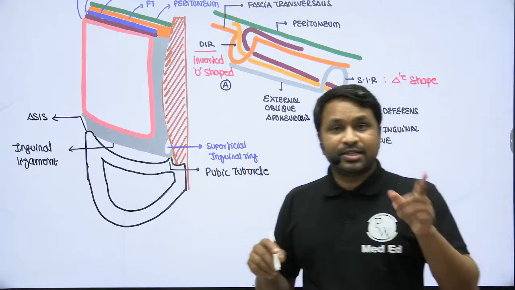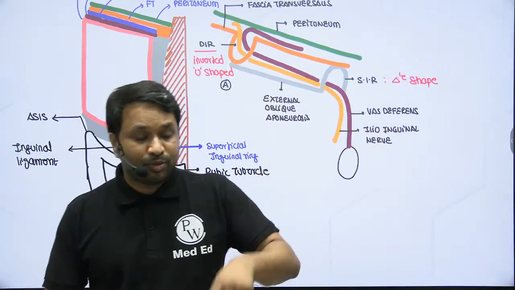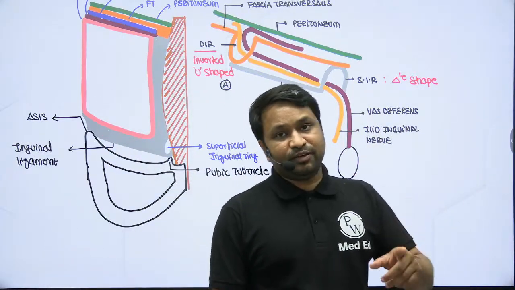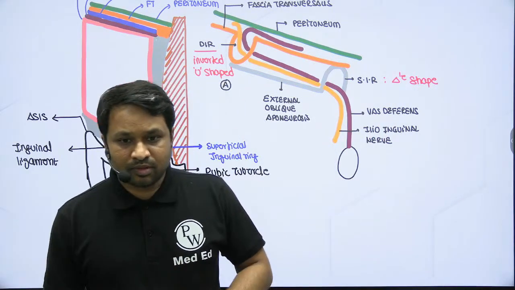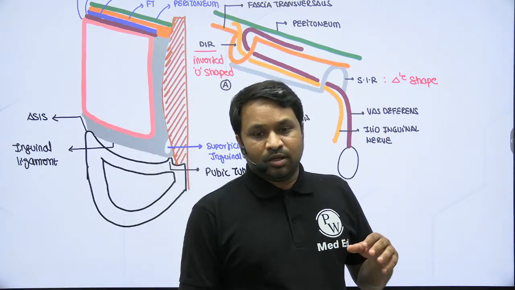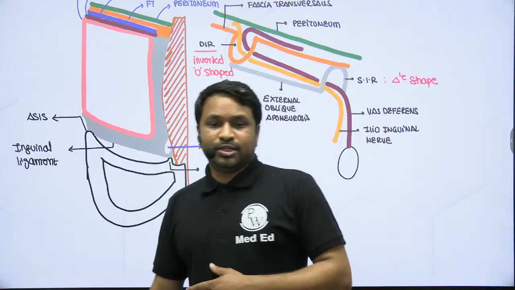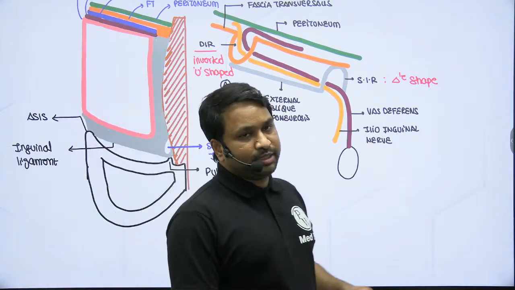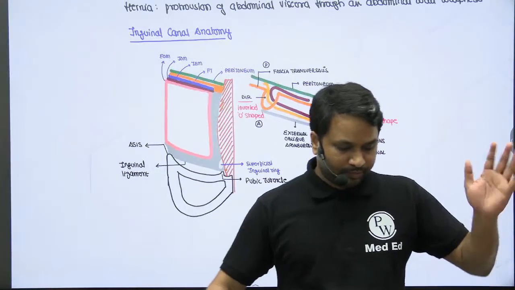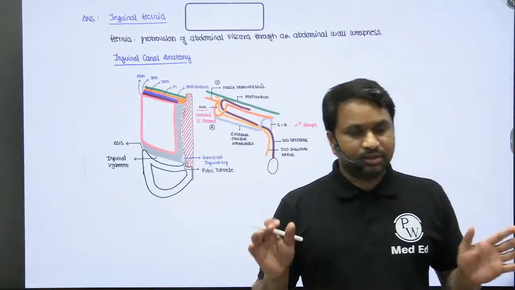The deep inguinal ring is a defect in the fascia transversalis. The superficial inguinal ring is actually a defect in the external oblique aponeurosis, right? They may also ask which surgery causes damage to the ilioinguinal nerve. It is the open inguinal hernia repair. Okay, so don't worry. So this is about inguinal canal anatomy.